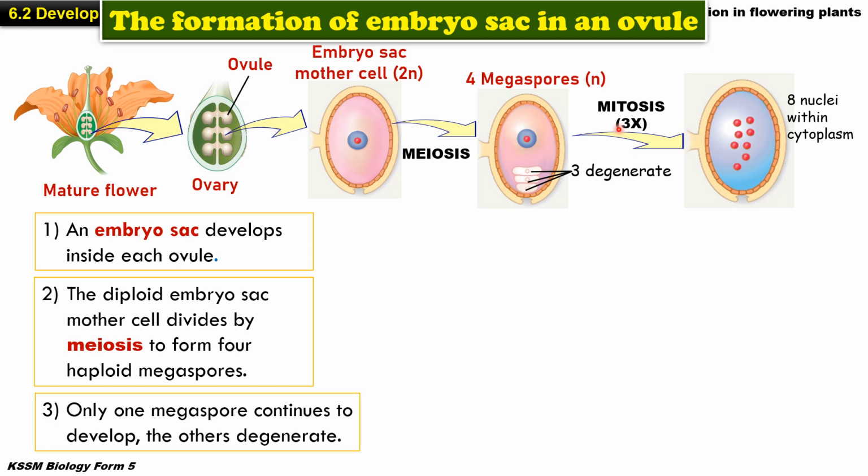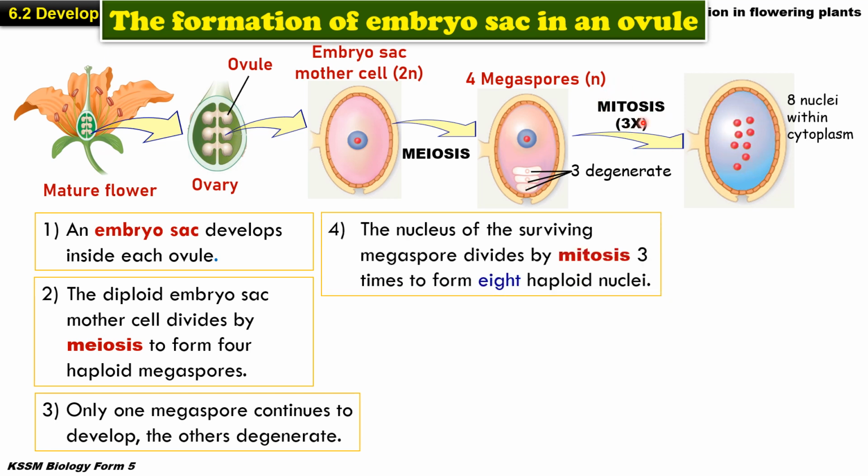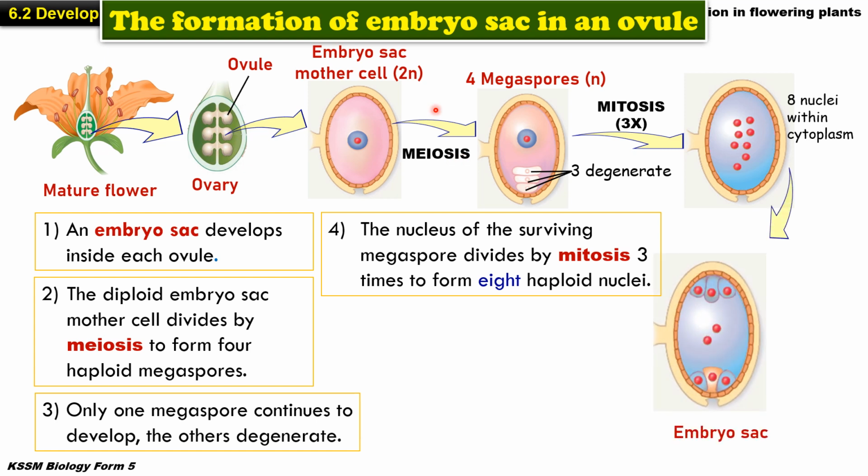It will undergo mitosis 3 times. So, 1 undergo mitosis jadi 2. 2 undergo mitosis jadi berapa? Jadi 4. 4 undergo mitosis for the third time become 8. So, it will have 8 nuclei within the cytoplasm. Undergo mitosis 3 times. Boleh? Okay.